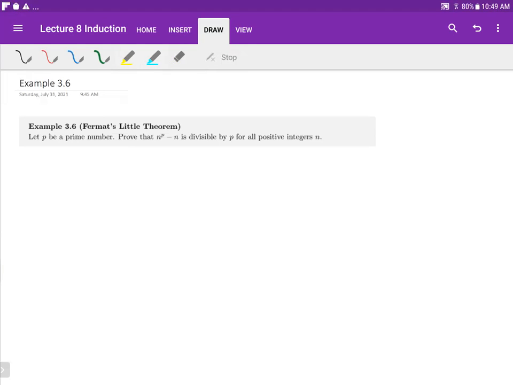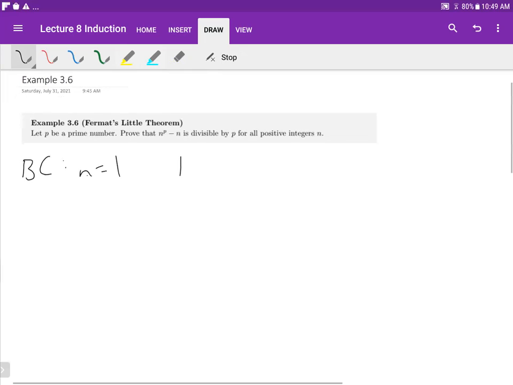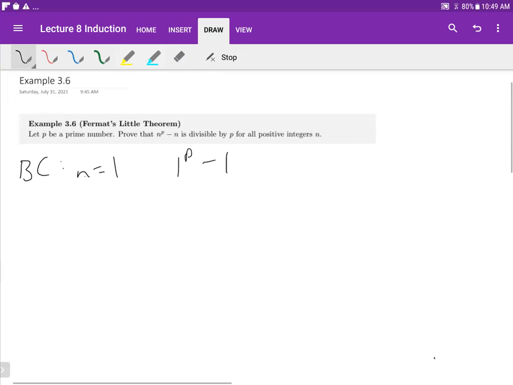So let's do the base case. We have n equals 1, sorry. And obviously 1 to the p minus 1 is 0, which is divisible by p, right? 0 is divisible by everything, except for 0, but you don't divide by 0 in the first place.